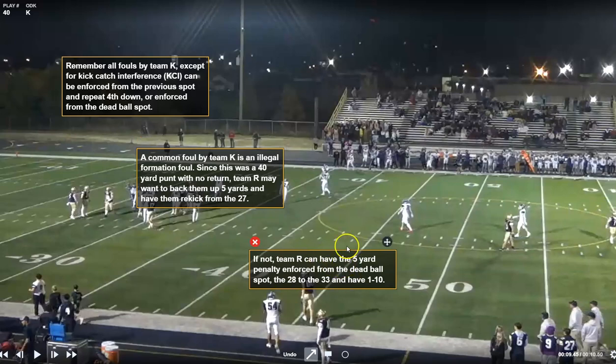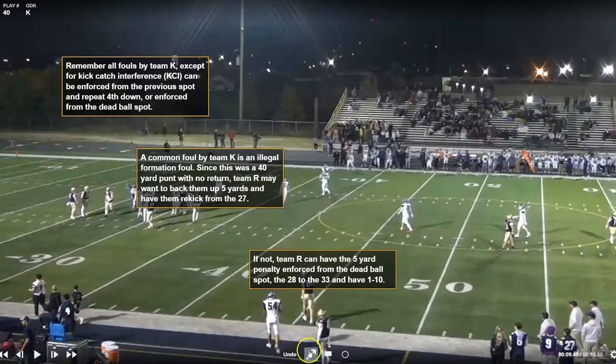Now, if not, maybe it was not a good kick, or maybe they got a long return. Maybe they returned it 30 yards and got it to the 50. They can tack on those 5 yards. So if not, Team R can have the 5-yard penalty enforced from the dead ball spot. In this case, from the 28 to the 33.